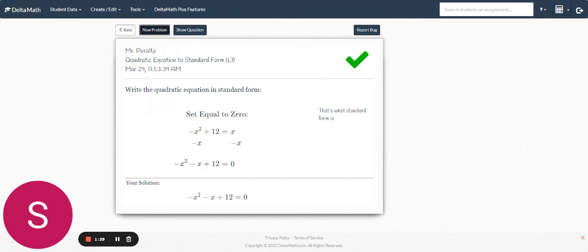Notice here, we did a negative x to get rid of that x. We did a negative x, but there are no like terms here, and so we just combine those together. So that's what we do with those. Let's do a new problem.